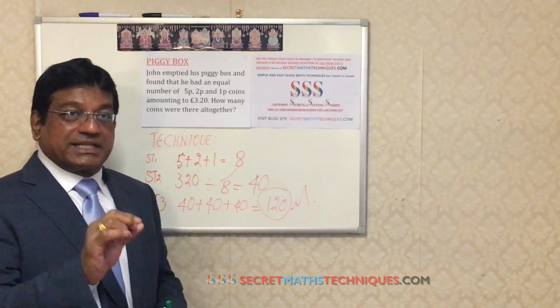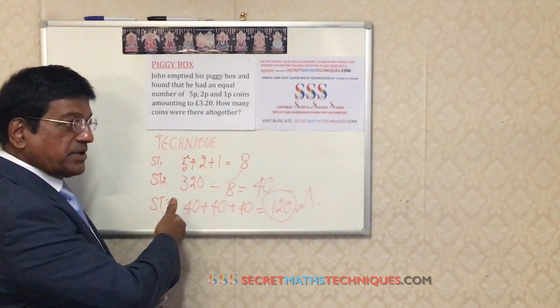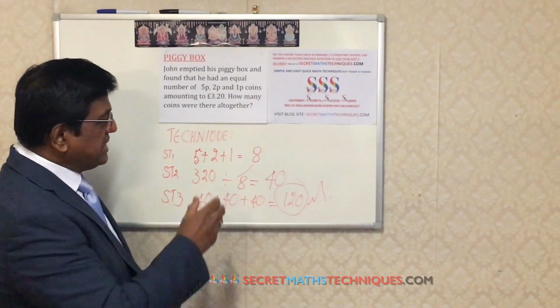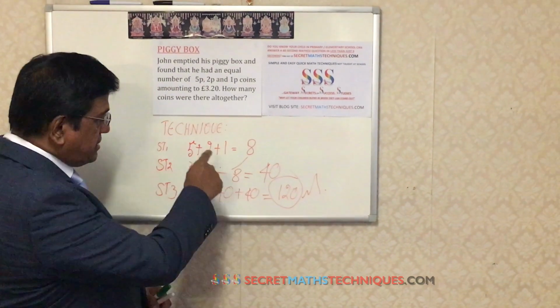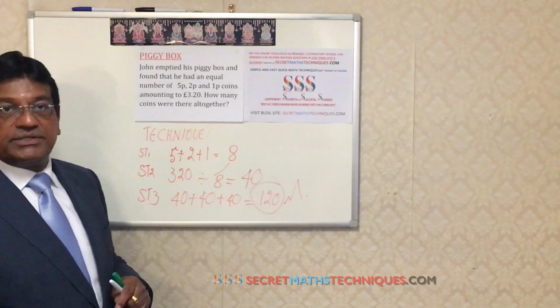Now, did you get the steps? So easy. Step 1, step 2, step 3. If you get a question like this, you can easily do that in less than 3 seconds. If you're even faster, just 2 seconds is enough. You get to the question, and get to the answer of 120 coins.